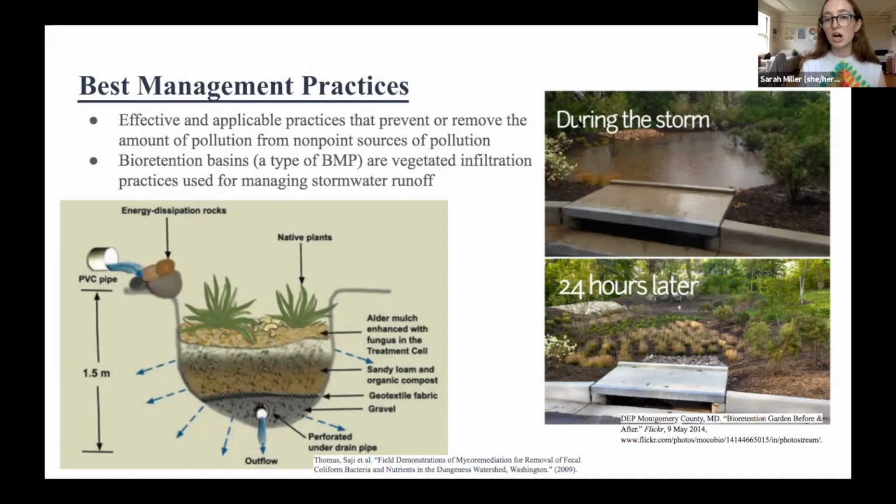You can see in this image on the right an example of a bioretention basin in practice. During a storm event, the bioretention basin is flooded with runoff, and then even just 24 hours later, that runoff has been filtered and the basin is now clear. On the left, you can see a cross-section of a bioretention basin where the runoff flows through the pipe, over the rocks, and then through the plants and the sedimentary layers that filter the water, and then it flows out through the base.